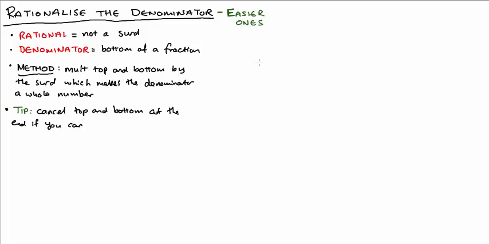Alright, so now we come on to a really common type of question for surds, and it's rationalize the denominator. There are two types of rationalize the denominator question. It's one where it doesn't really matter what the top is. But say you've got something like this.